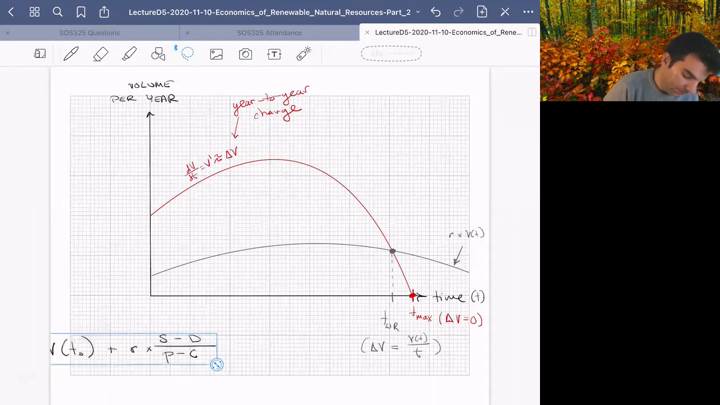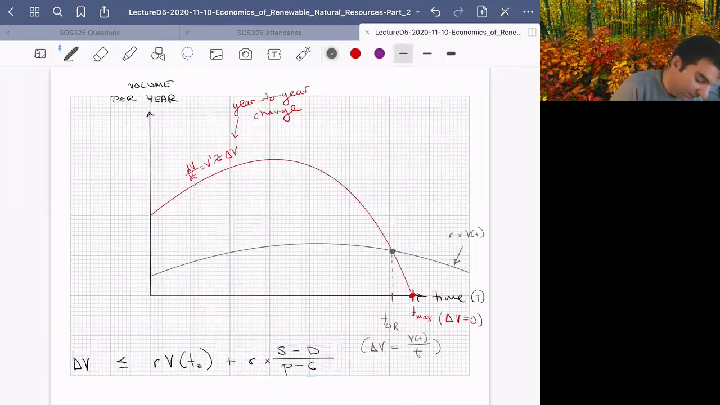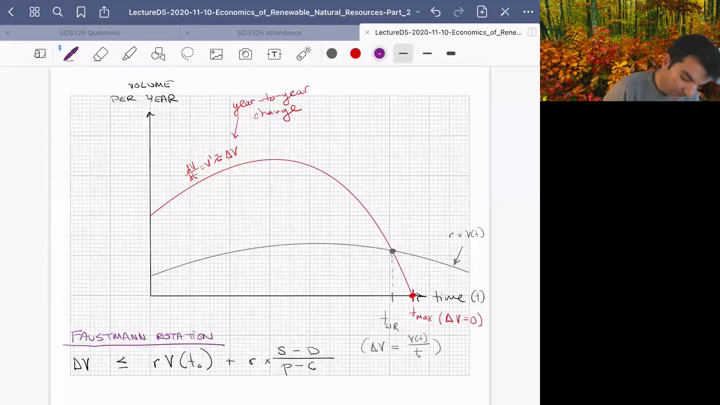Maybe. There we go. So this here is our Faustmann rotation. And we can see that the Faustmann rotation has just got the Wicksell condition plus a little bit.